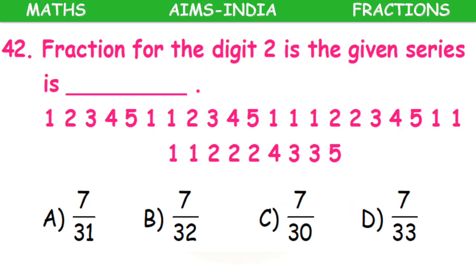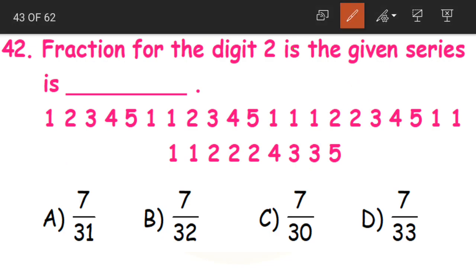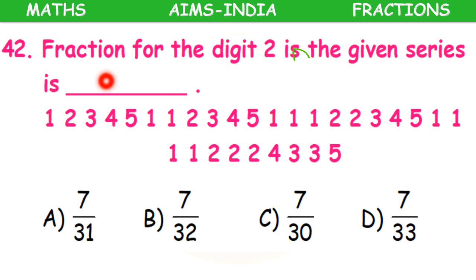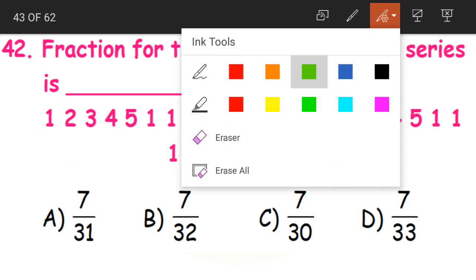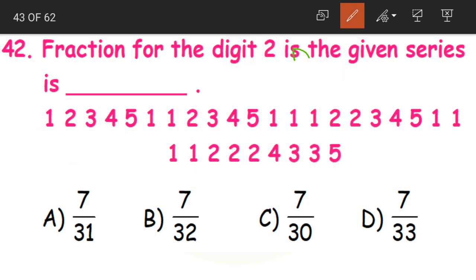Next, the fraction for the digit 2 in the given series is dash. We have 1, 2, 3, 4, 5. See, we are having so many numbers here. First one, we need to do what? We need to count the number of 2's.